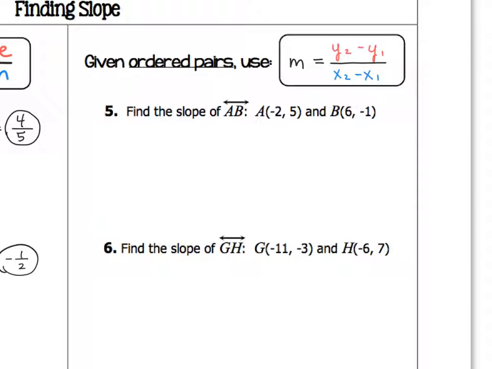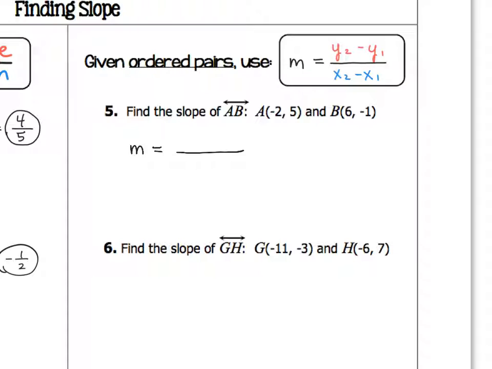So if I'm asked to find the slope of line AB, and I know that point A has coordinates at negative 2, 5, and point B has coordinates at 6, negative 1, then I can use this formula, and in the numerator, I would do the difference in those y coordinates. I can start with either 5 or I can start with negative 1. It doesn't matter as long as we're consistent.